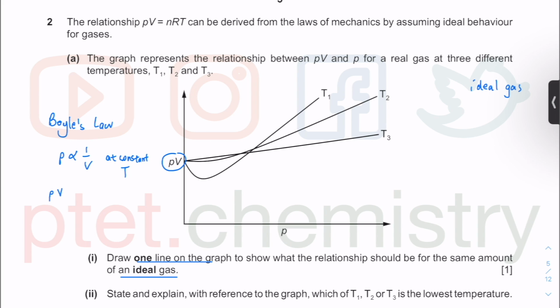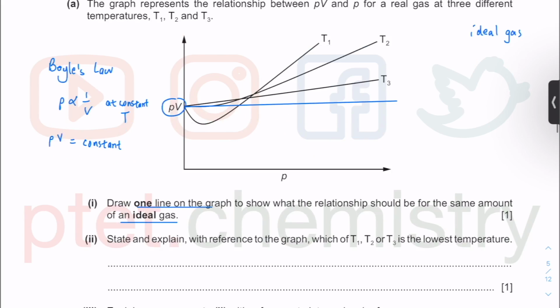Having said that, then PV is equal to constant. This is for an ideal gas. So we could see that for an ideal gas, PV equal to constant. That means it shouldn't change no matter how pressure changes, no matter how volume changes. PV is a constant. So by right, it should be just a horizontal straight line, because PV equal to constant value. It doesn't change irrespective of the x-axis there.